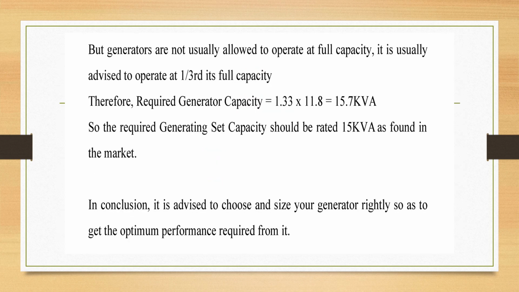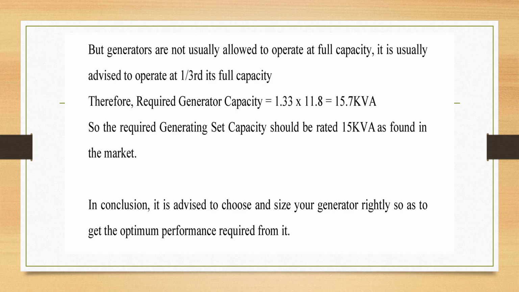But generators, as I told you initially, are not allowed to operate at full capacity, because if you operate at full capacity, it will knock almost immediately when it's a little bit overloaded. So it's usually advised to be operated at 1/3 its full capacity. Therefore, the required generating capacity is 1.33, which is 1/3 times 100, times 11.8, which is our calculated load. That will give us 15.7 kVA.